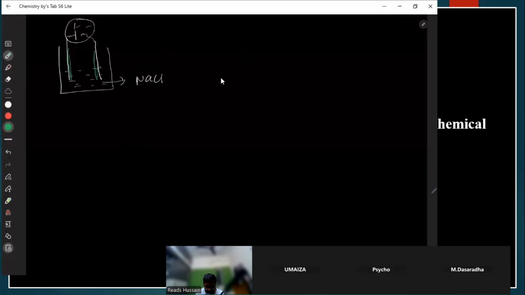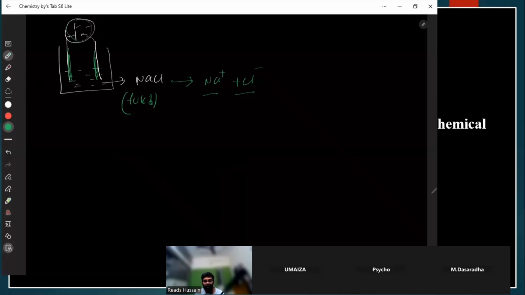When electricity flows into the solution, whatever compound or solute we have taken dissociates into Na+ and Cl- ions. Say for example, this is fused NaCl, sodium chloride in a molten, liquid state. When electricity is passed into NaCl, it splits into Na+ and Cl- ions. Here a chemical change has happened. That means sodium chloride decomposed into Na+ and Cl- ions. How did this chemical change happen? By the passage of electricity. This is called an electrolytic cell.